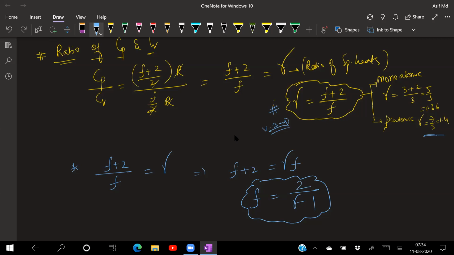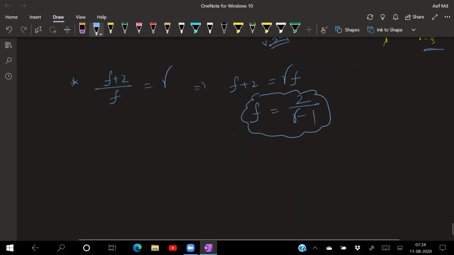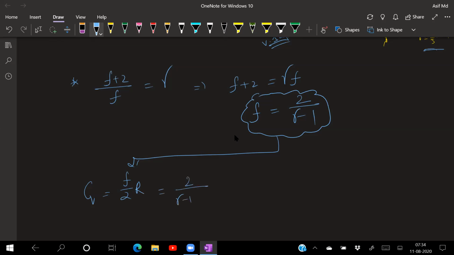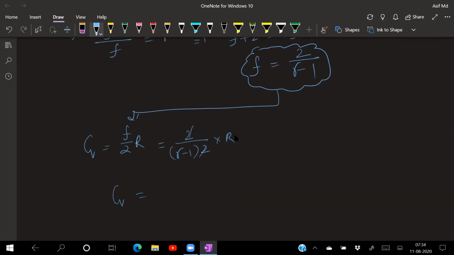So how do you calculate the degrees of freedom? Degrees of freedom is calculated by the formula F is equal to 2 by (gamma minus 1). Now, what is the value of Cv? Cv is equal to F by 2 into R. Substituting the F value, it is 2 by (gamma minus 1) into 1 by 2 into R. So this 2 will get cancelled, and Cv is equal to R by (gamma minus 1). This is the value of Cv in terms of R and gamma.